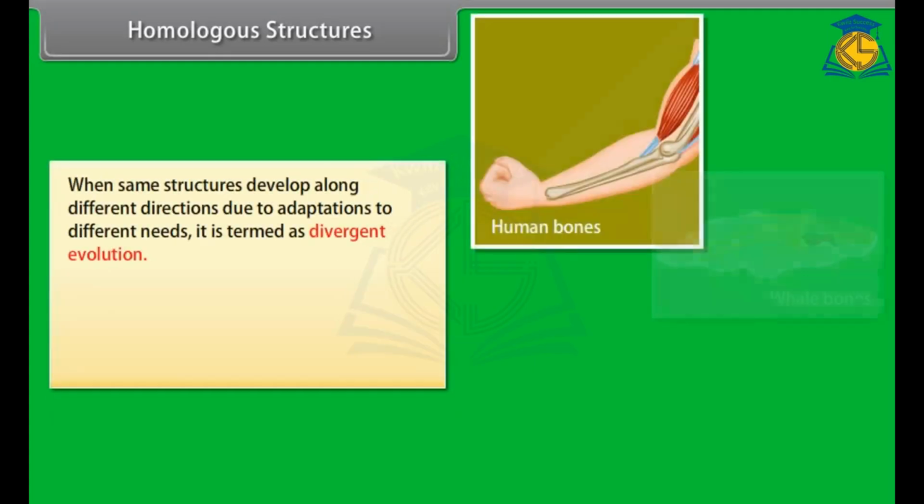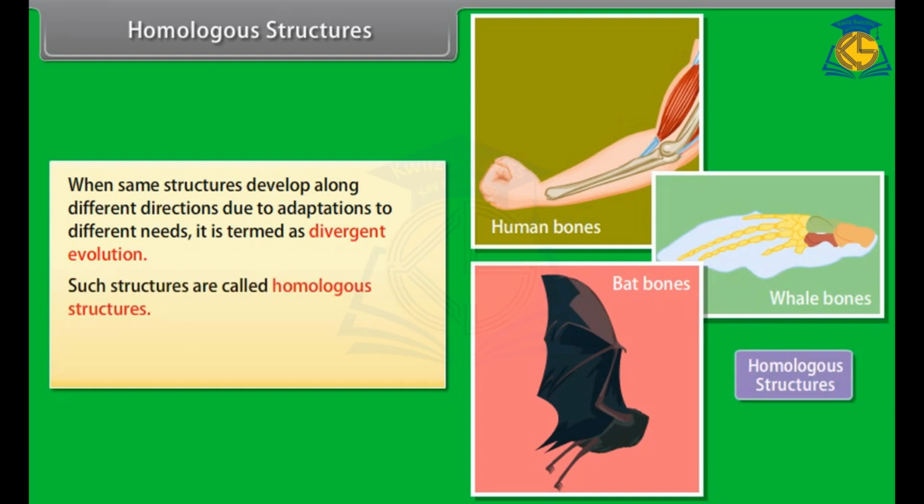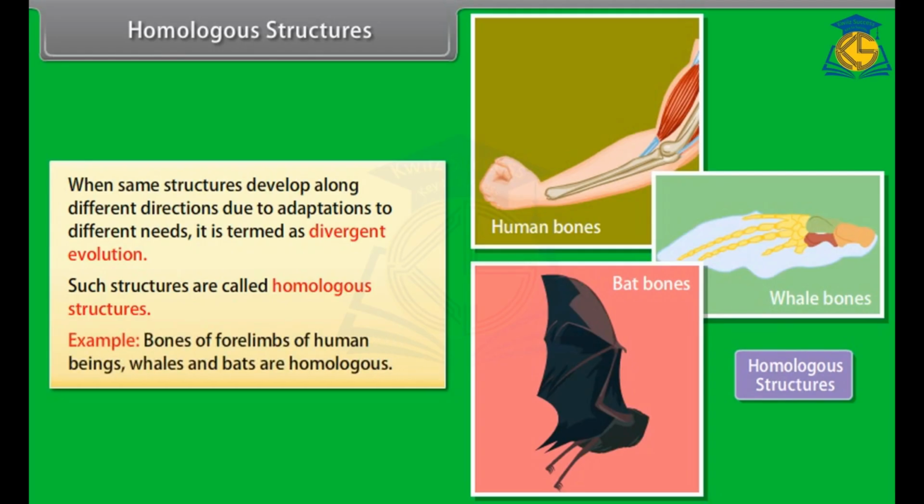Homologous structures. When same structures develop along different directions due to adaptations to different needs, it is termed divergent evolution. Such structures are called homologous structures. Example: bones of forelimbs of human beings, whales, and bats are homologous.